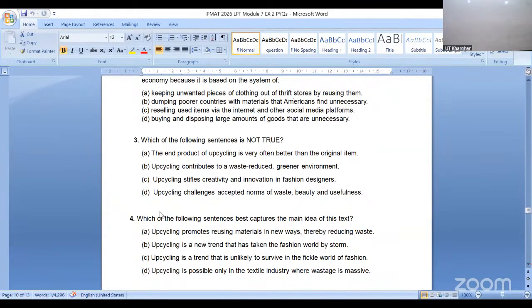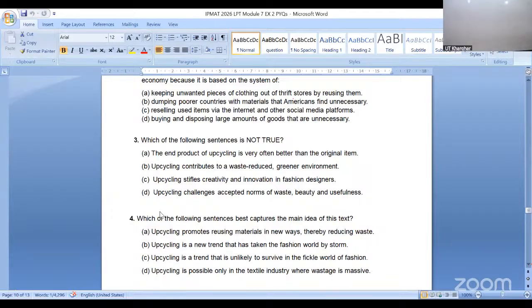Did you read the question? Ma'am, if stifles means destroyed, then option C should be the answer, right? Yes, because the question is which of the following sentences is not true. If you look at A, the end product of upcycling is very often better than the original item. That they have said, process items to make it better than the original. Last paragraph, first line, right? So we can't say it is not true.